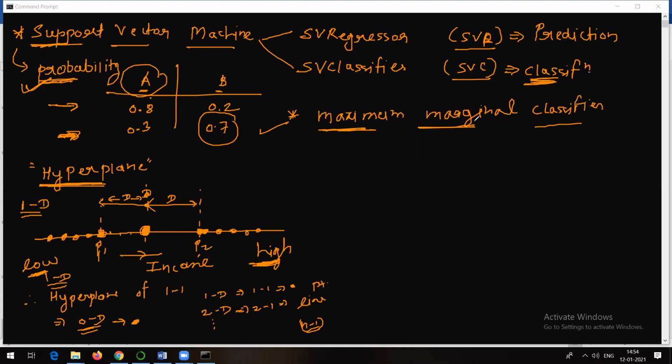Because in Python, there is the scikit-learn package, and in the scikit-learn package you have a lot of methods available. You can directly call SVC or directly call SVR, and then you can actually do your job. Okay, so as it was one-dimensional data, that's why our plane was a single point, right?